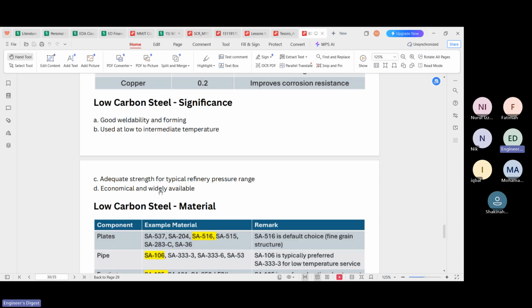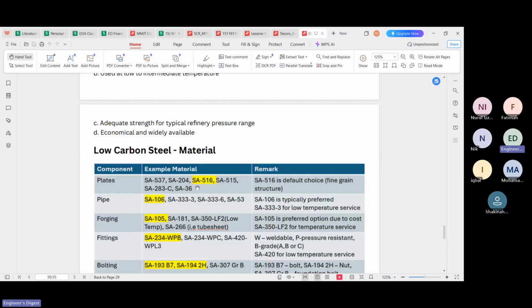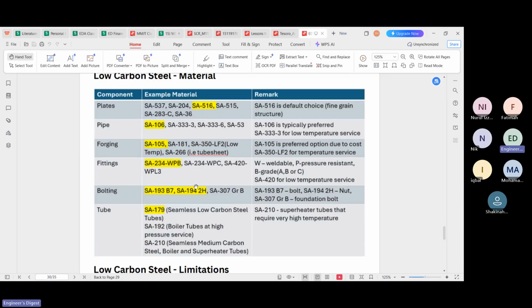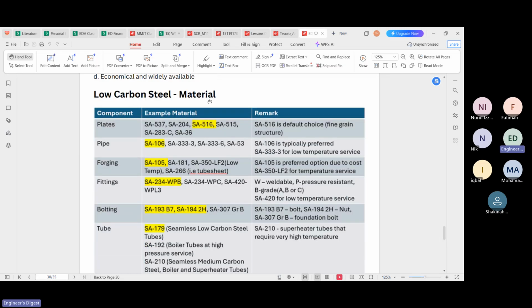So this is not a low grade material. This is a very good grade material. It is economical because it is widely used, easily available, and produced at mass. That's why the price is lower. It is not to be confused with a lower grade material. This is typical low carbon steel material.